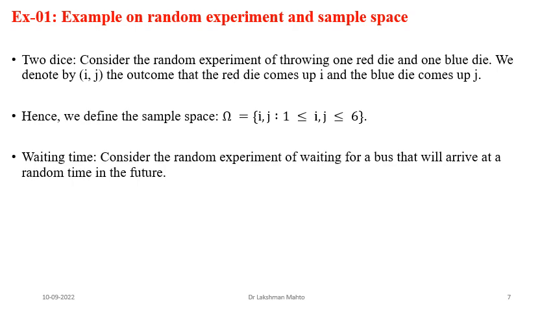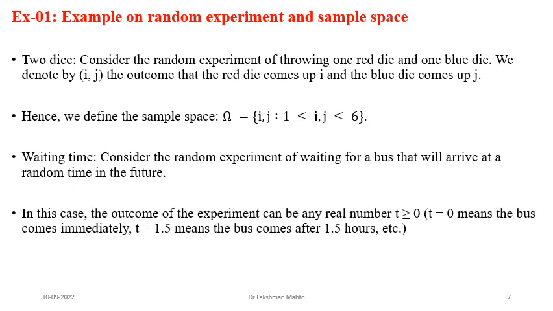Next is the sample space. What is the sample space here? The collection of all possible outcomes. The interval 0 to infinity, including 0 as well. For the second problem, the sample space is written as 0 to infinity. So that is the process of identification of outcome. Then you will be able to write the sample space.